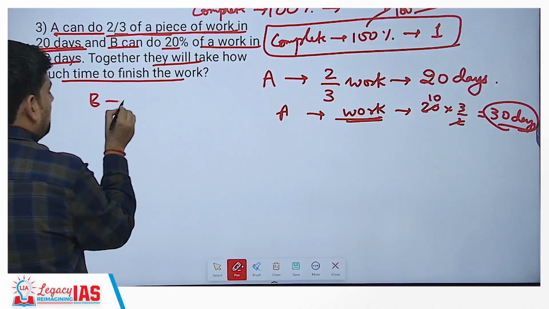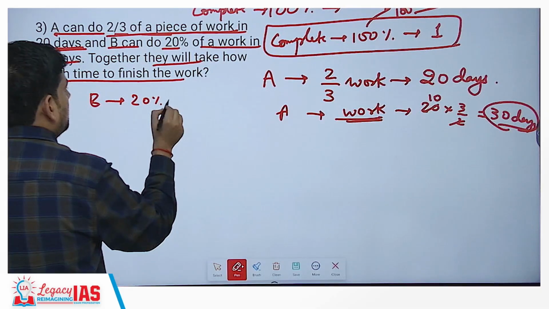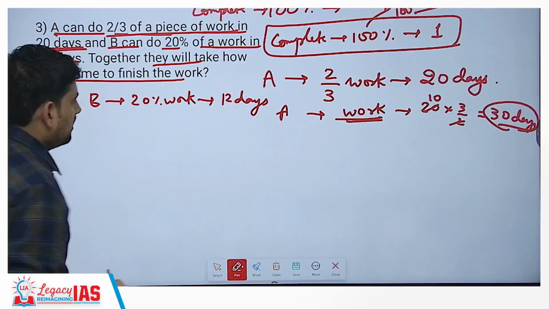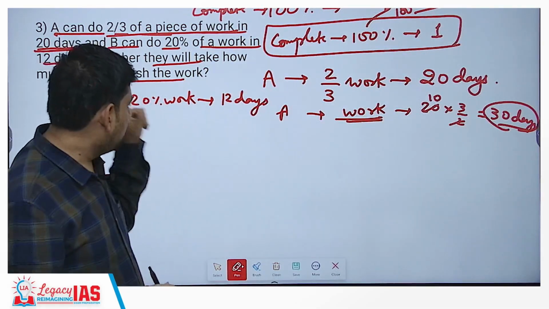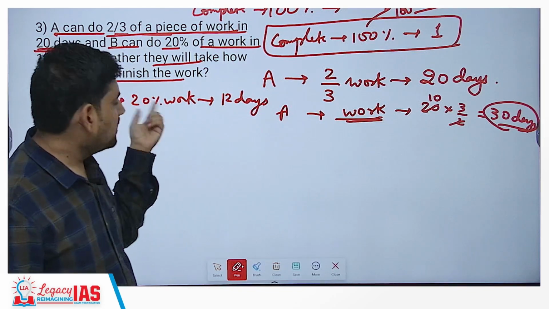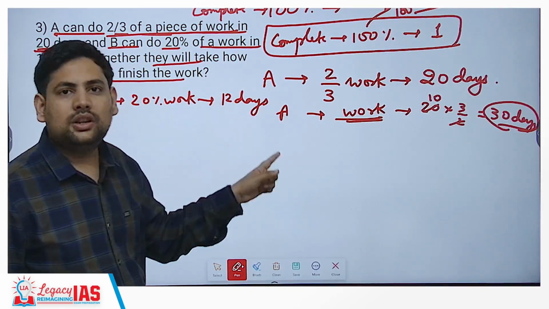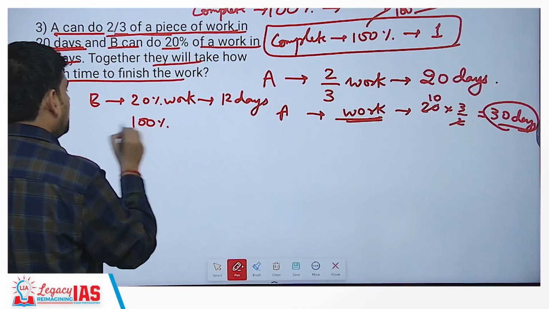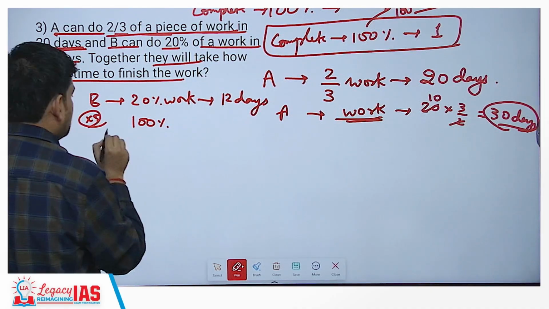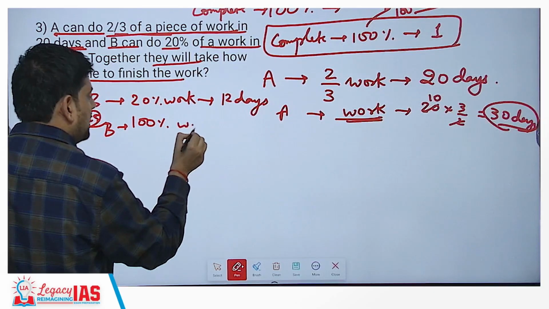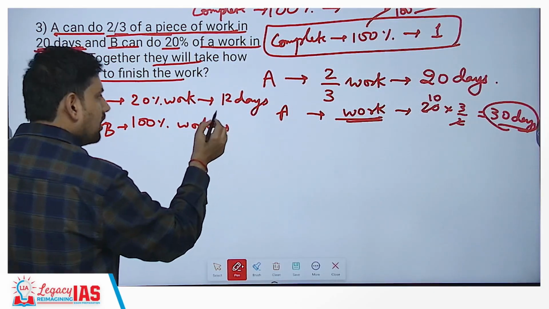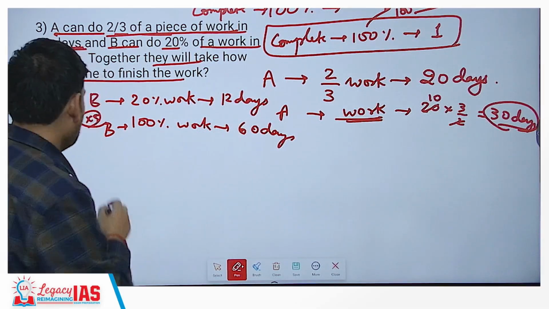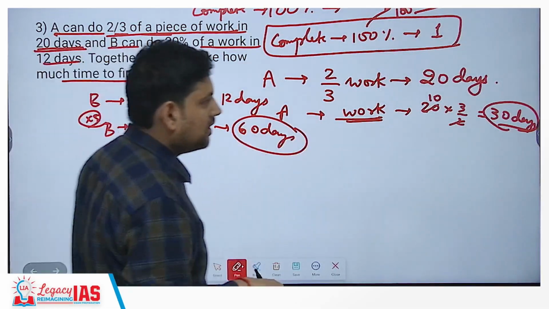Next, B can do 20% of work in 12 days. Now, this 20% I don't like. What I always want here is 1 or 100%. So how do I make 20% into 100%? You multiply both sides by 5. So you get 100% of work here, and 12 into 5 is 60 days. That is, 100% of work, the total work, is done in 60 days. So B can complete the entire work in 60 days.